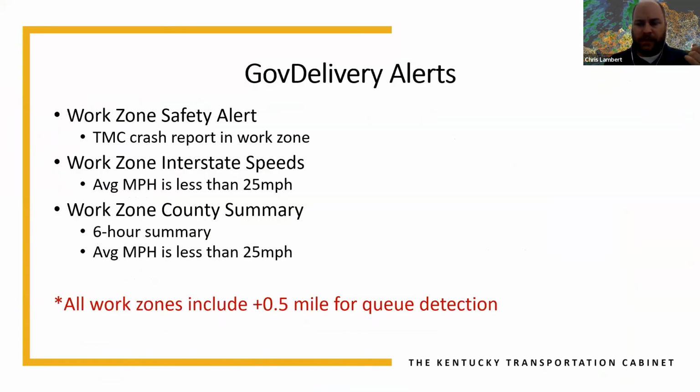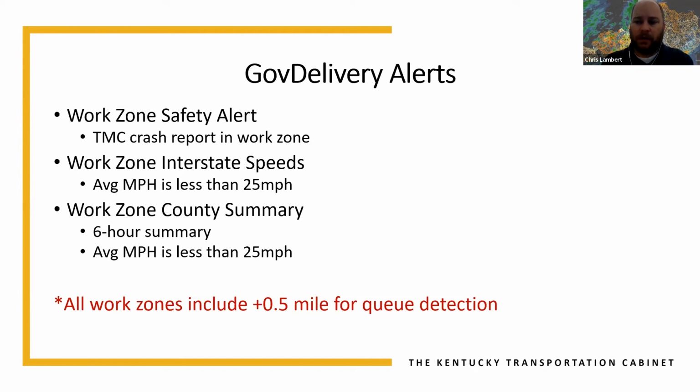And we have delivery emails for anytime there's a crash reported inside of a work zone; we make construction staff aware of that immediately through delivery emails you can subscribe to. We also do per county summaries every 6 hours. If there are work zones with speeds of less than 25 miles an hour, we make those available to the people subscribing to that county. And then we also do one interstate alert that lets you know when work zones are not performing well. It's 25 miles an hour or less for a matter of 10 minutes.